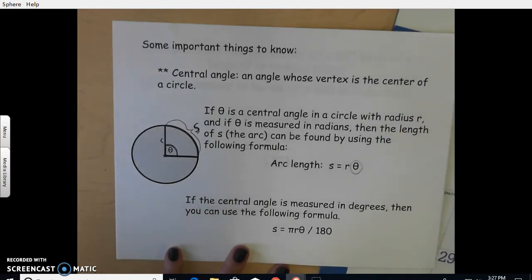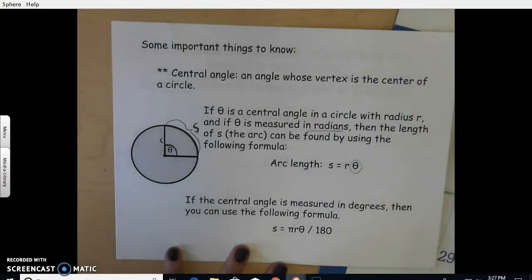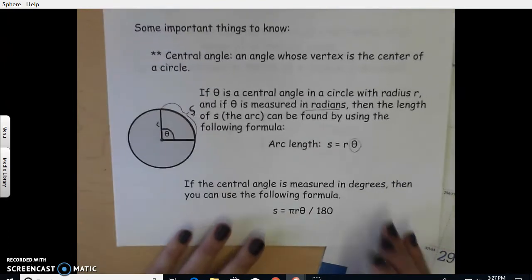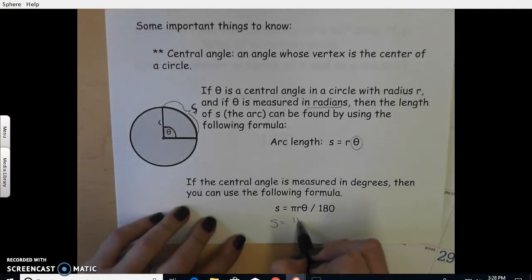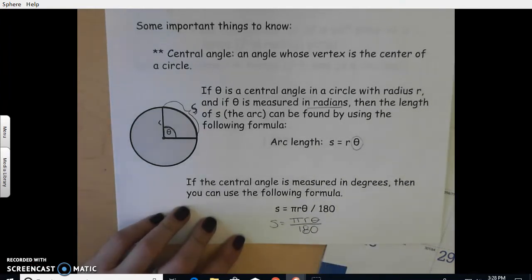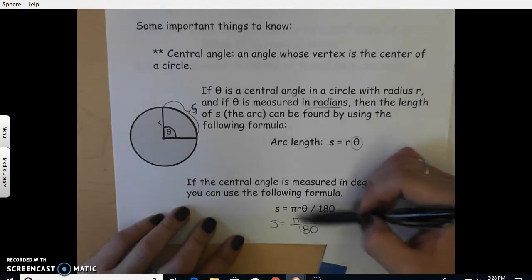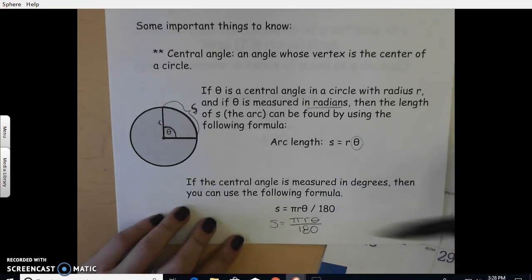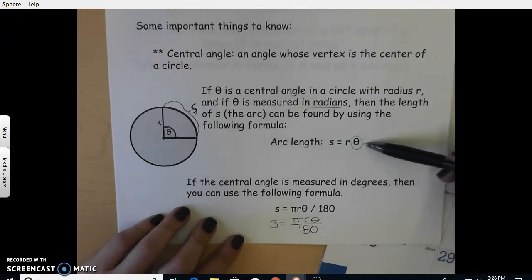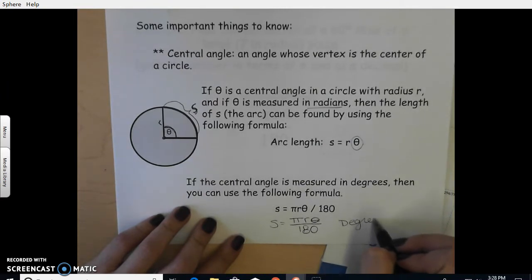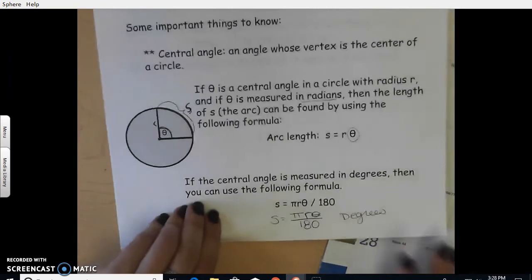Theta must be in terms of radians. If theta is in degrees, then we're going to use this formula. I'm going to rewrite it for you. S is equal to pi r theta over 180. Reason being, we are going to convert from degrees to radians in this formula. So if we just plug into this formula, we don't have to convert and use this formula. We could do it all in one step, where theta is in degrees. R is still our radius.